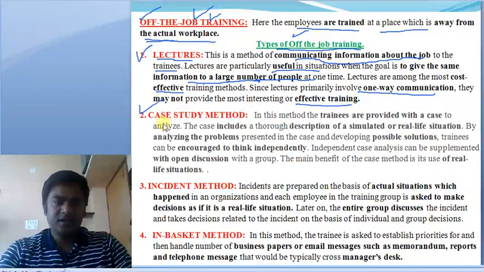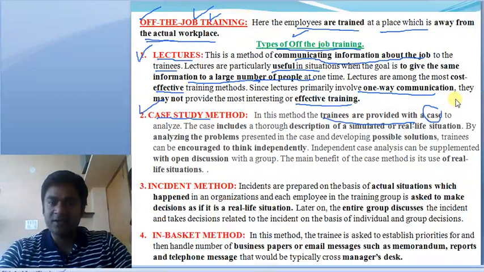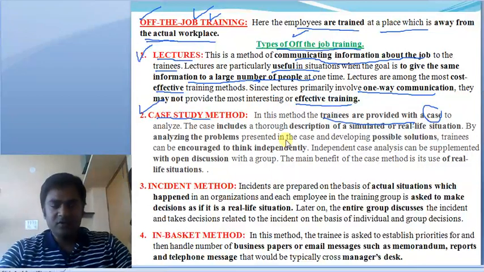Second method is the case study method. In this method, the trainees are given a case. Maybe if a lawyer wants to take training, a case is given. Even to a chartered accountant, a case is given.